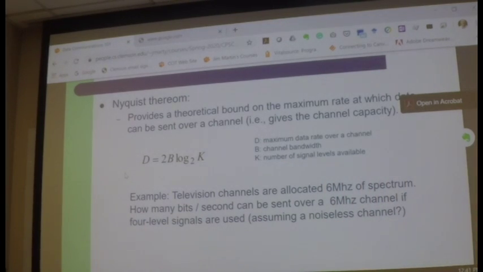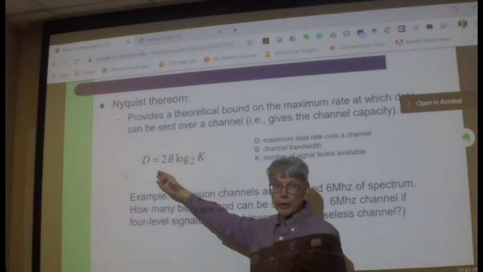Now, D is measured in megabits per second then, not megahertz? At this point, we can assume it's megabits per second, right? Yeah, there's a fine, blurry line between talking about bandwidth and frequency and bits per second, but this is the data rate in bits per second.